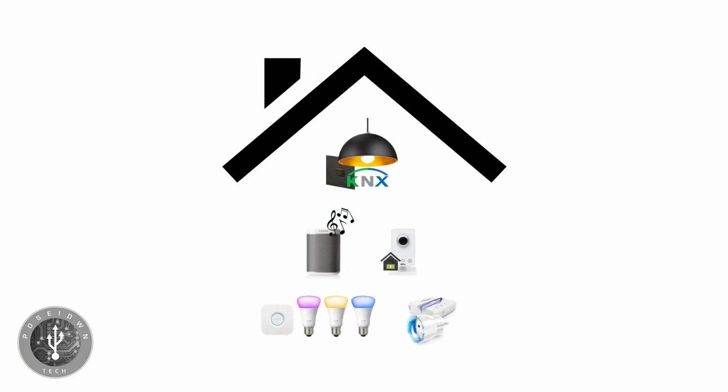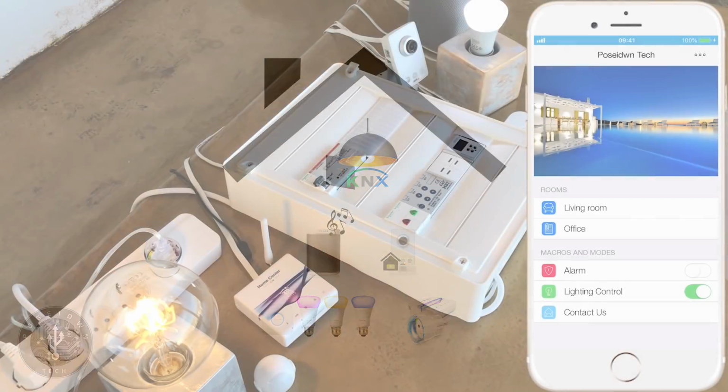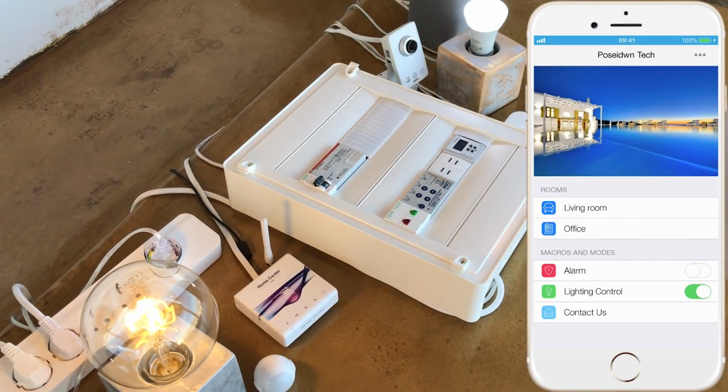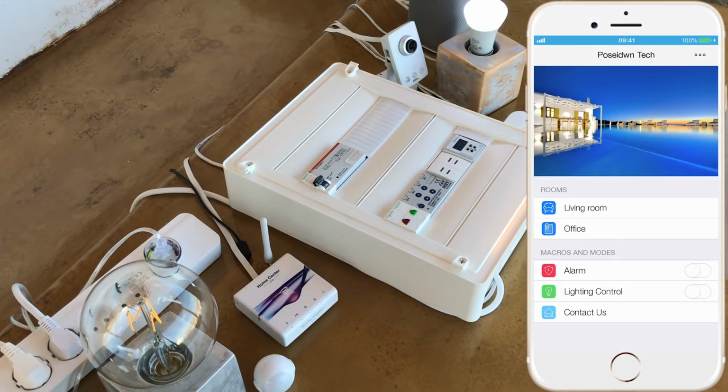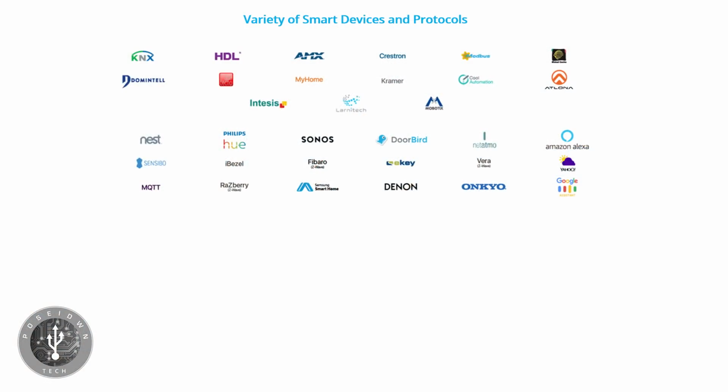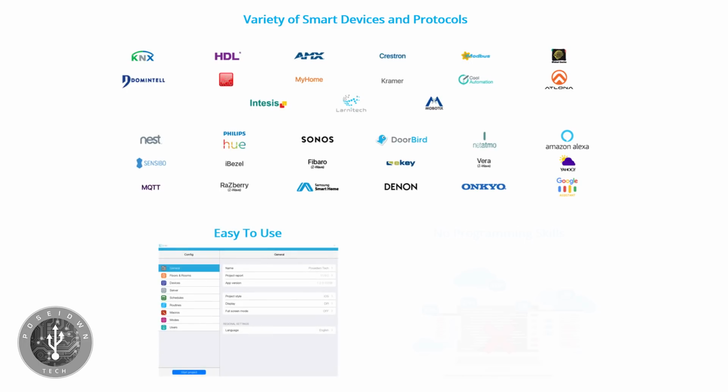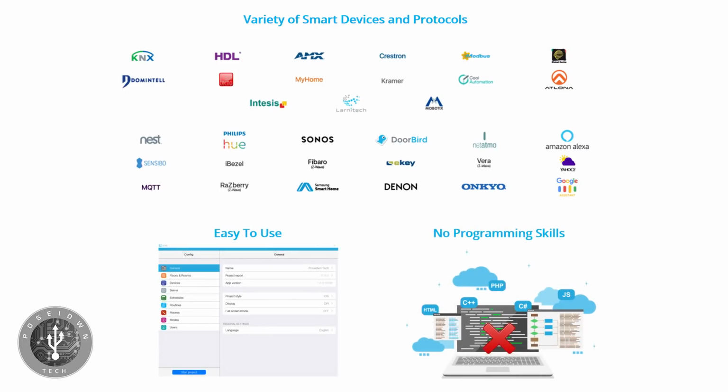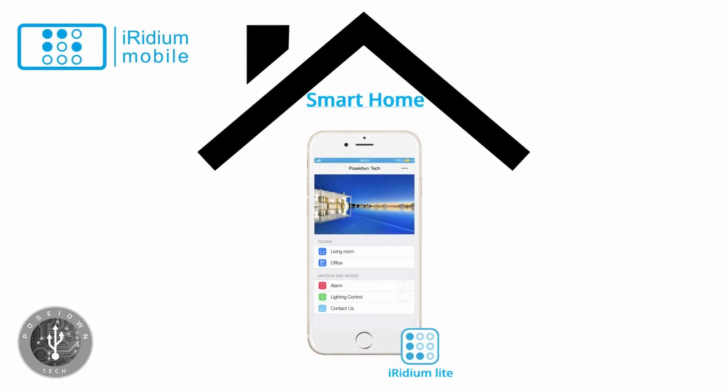Of course all these devices are smart, but wouldn't it be great to turn off all lights, stop the music and activate the alarm by just pressing a single button or by using one mobile application? For that reason, we need an application that can support a big range of smart devices and protocols. It will be easy to use and it will not require any programming skills. That's why in this episode we will use Iridium Lite.